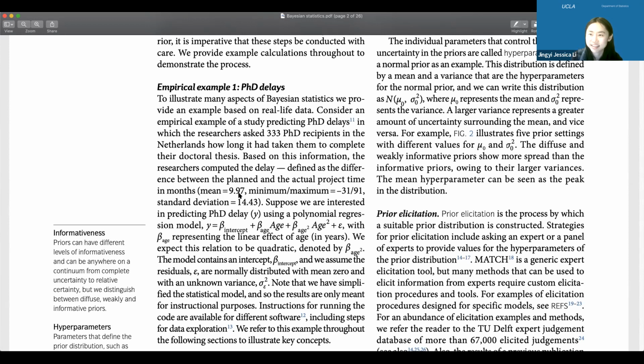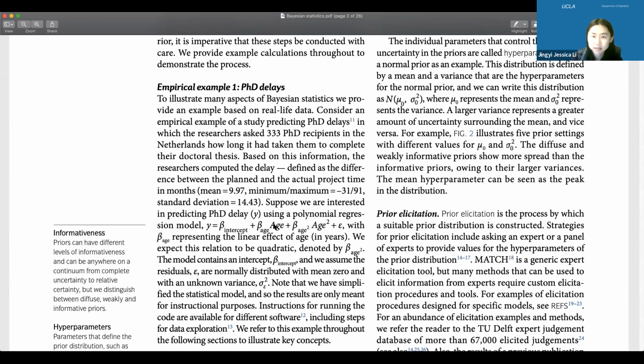Looking at the numbers, the average delay in terms of months is 9.97 months, so almost a year. And the minimum, wow, it's minus 31 months, and the maximum is 91 months. The standard deviation is 14 months. So basically they are trying to build a regression model to evaluate the effects of age on the delay.